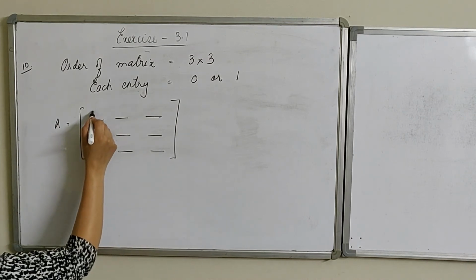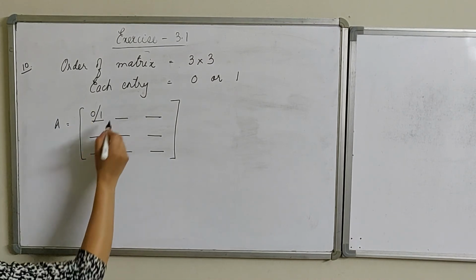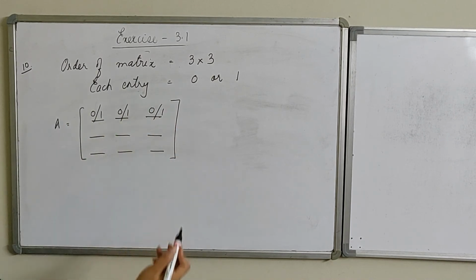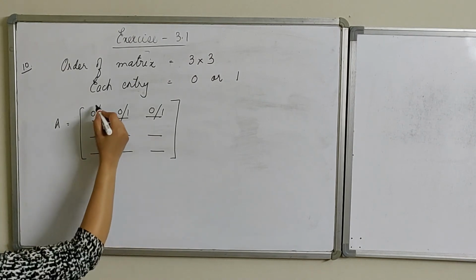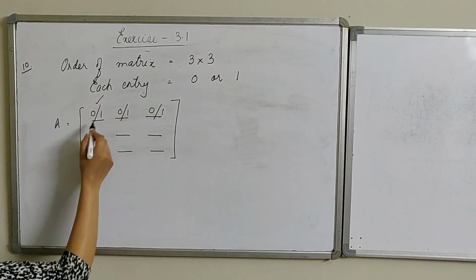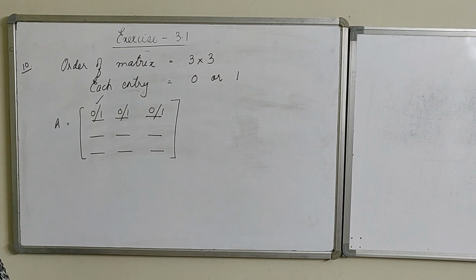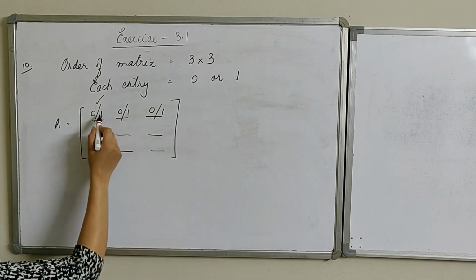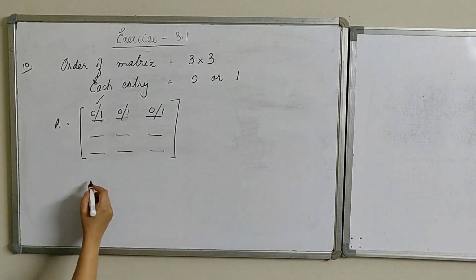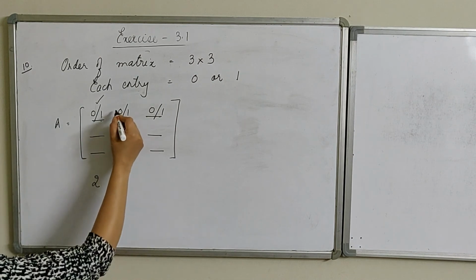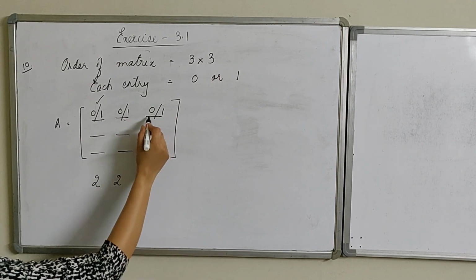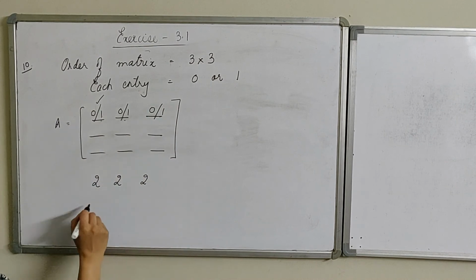The first element can either be 0 or 1. The second element can be 0 or 1. The third element can be 0 or 1, and so on. So we start with this one. Now here we are using the concept of, say, combinations. The first element can have 0 or 1 arranged at this place in two ways. 0 or 1 can be arranged at this place in two ways. 0 or 1 here can be arranged in two ways.